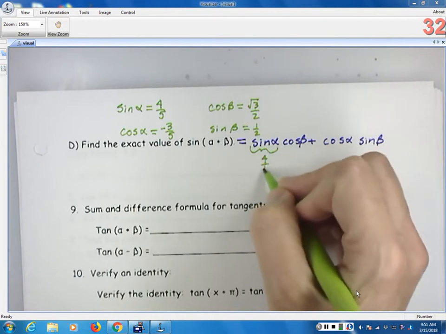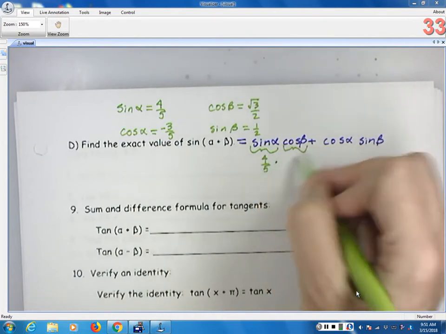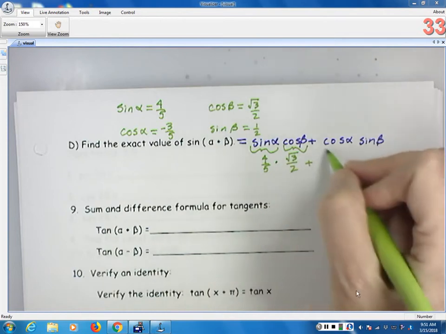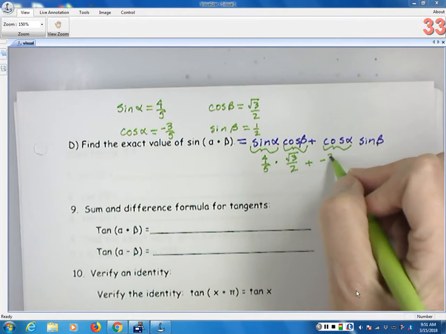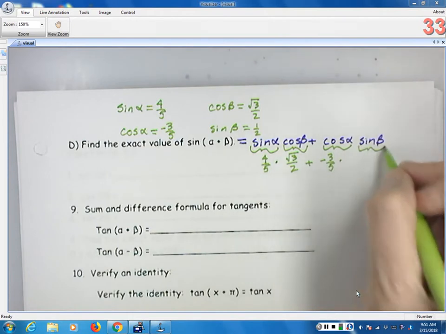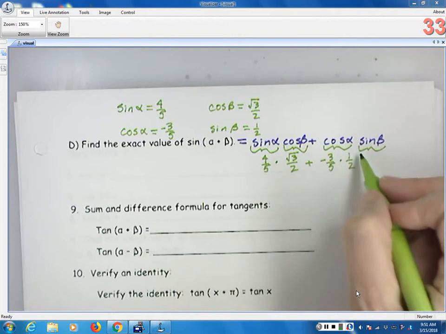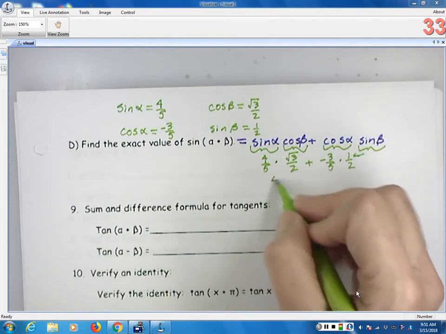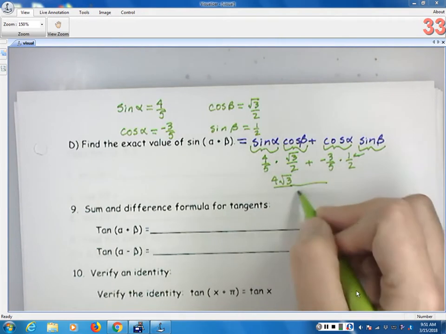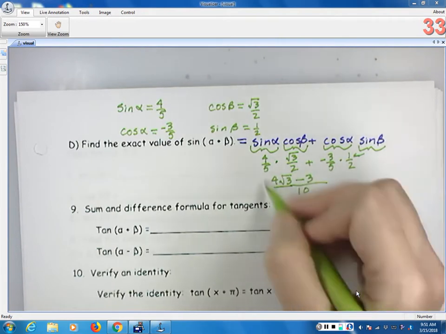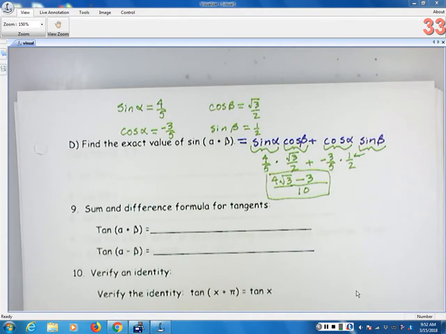4/5 times the square root of 3 over 2, plus minus 3/5 times 1/2. Okay, 4 times the square root of 3 minus 3, over 10. That's our answer. So the hard part was figuring out parts A and B. And you're not always going to be given a 3, 4, 5 triangle or a 30-degree angle.